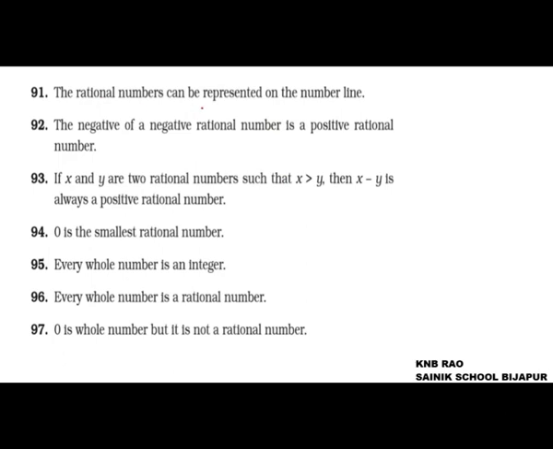Now, 91st question. The rational numbers can be represented on the number line. True. We can represent them on the number line. The negative of a negative rational number is positive. So that is what we learned. Minus of minus x is x. So it is true.